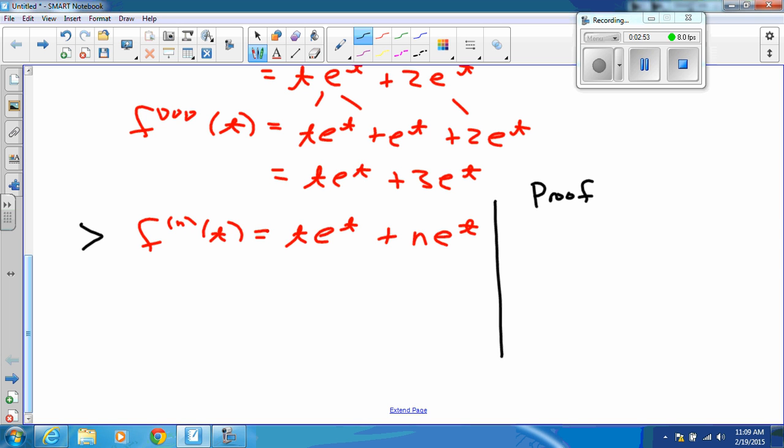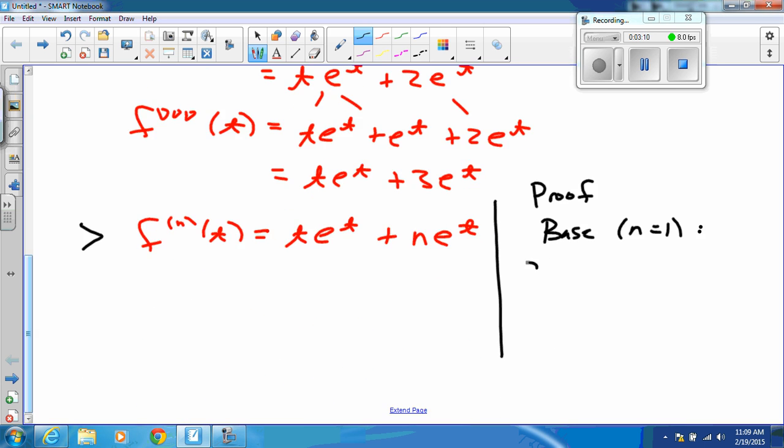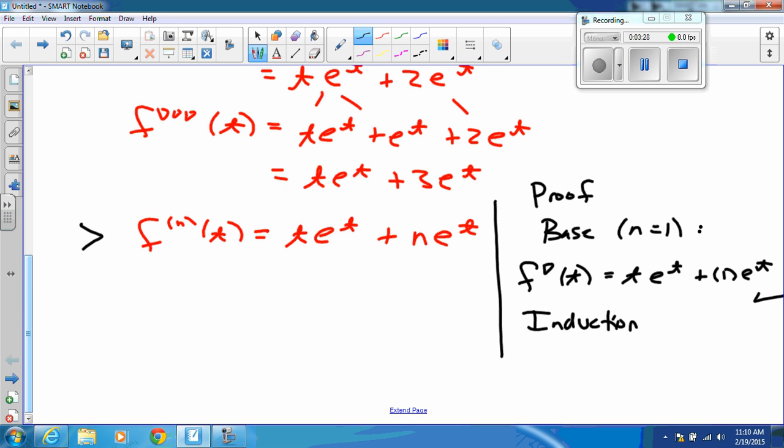Remember that with a proof by induction, we start off with a base case. In this case, we're going to start with our base case at n equals 1. And we've already done that. In our pattern finding, we found that the first derivative was equal to t e to the t plus 1 times e to the t. And so that establishes that our proposition is true for n equals 1. Then for the induction step, we show that if our proposition is true for n, it implies that our proposition must be true for n plus 1 also.